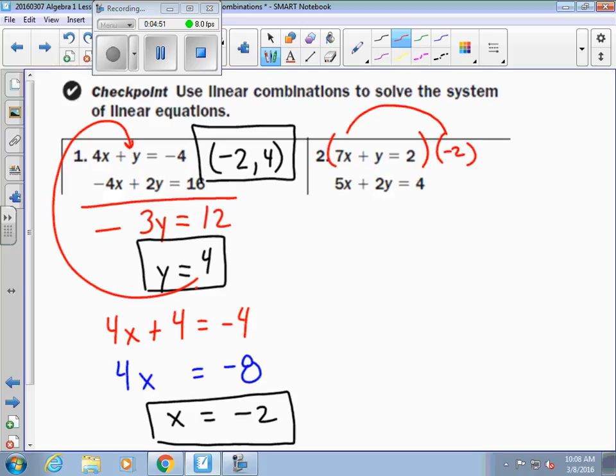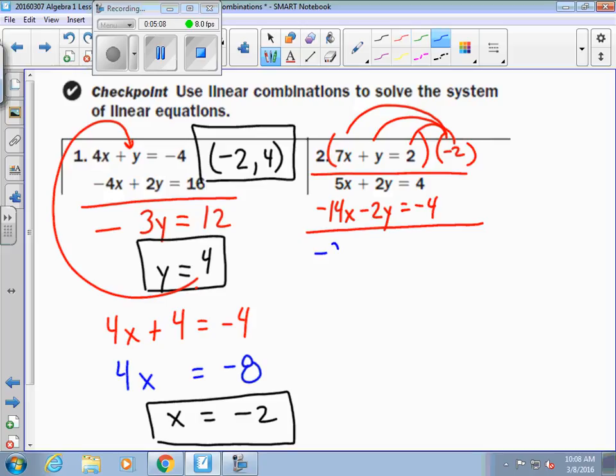So that times 7x is negative 14x. That times y is negative 2y. That times 2 is negative 4. Now we have opposite terms. 5x combined with negative 14x is negative 9x. What is 2y combined with negative 2y? No y's. We got rid of them. What's 4 combined with negative 4? 0. How do I get x by itself? With 0 divided by anything, x then is 0. So we got x.